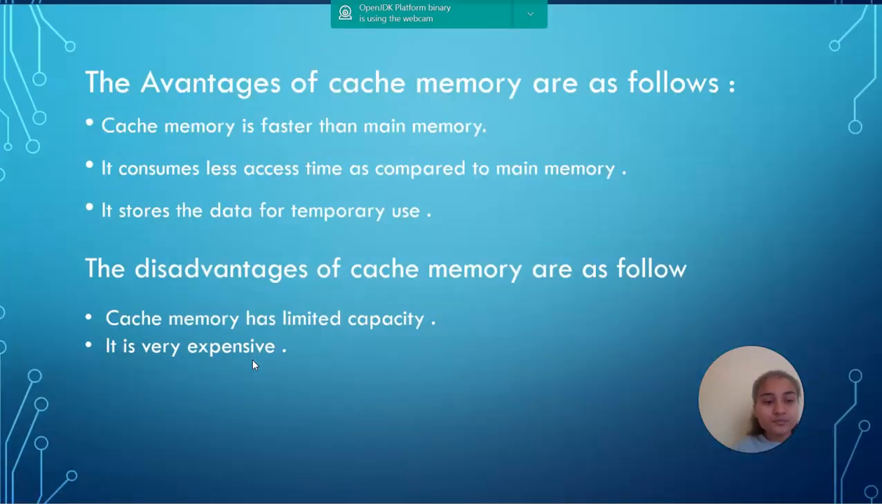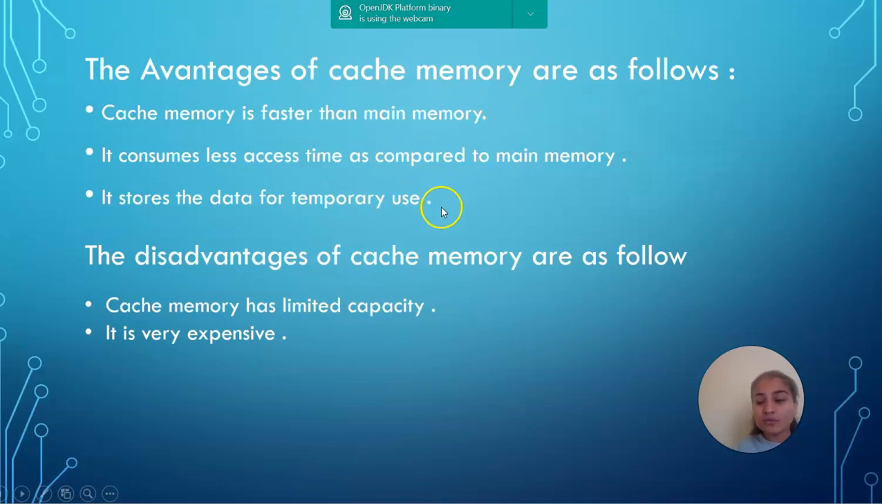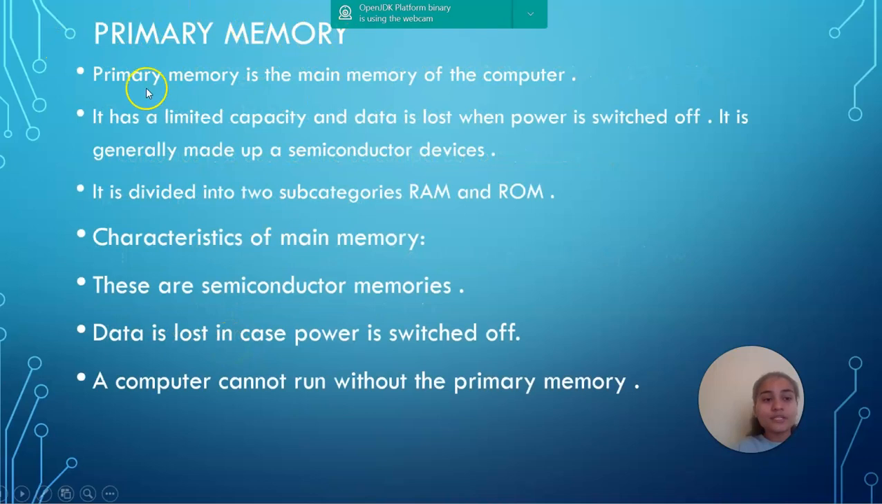Now the advantages of cache memories are as follows. Cache memory is faster than main memory. It consumes less access time as compared to main memory. It means it takes less time compared to main memory. It stores the data for temporary use. The disadvantages of cache memory are: cache memory has limited capacity. It is very expensive.